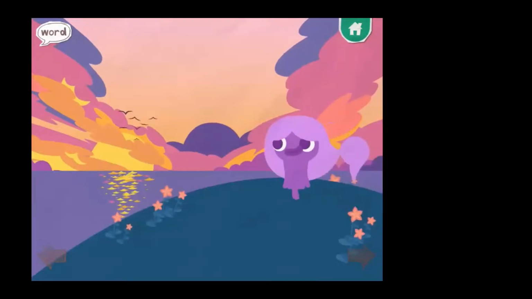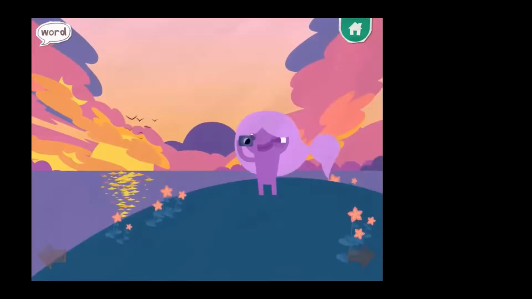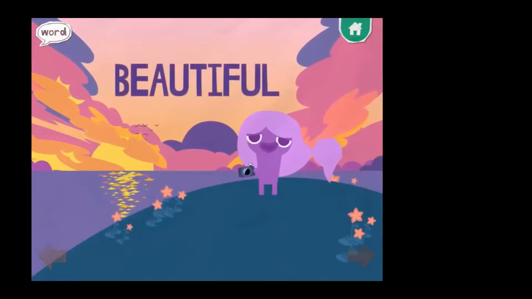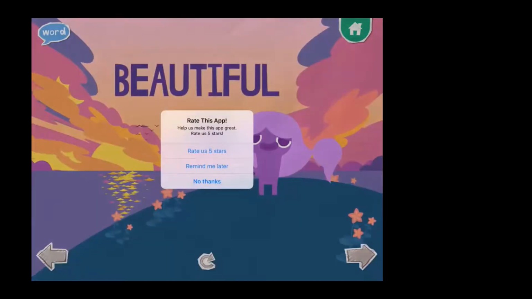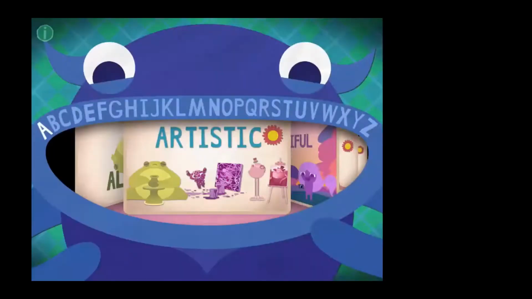So we have our friend. What is she looking at? I'm taking a picture of it. Let's see. Beautiful. Something that's beautiful is very pleasing in the way it looks, sounds, or makes you feel. Beautiful sunset, right? Do you guys like to look at beautiful sunsets? Yeah, I'm sure you do.